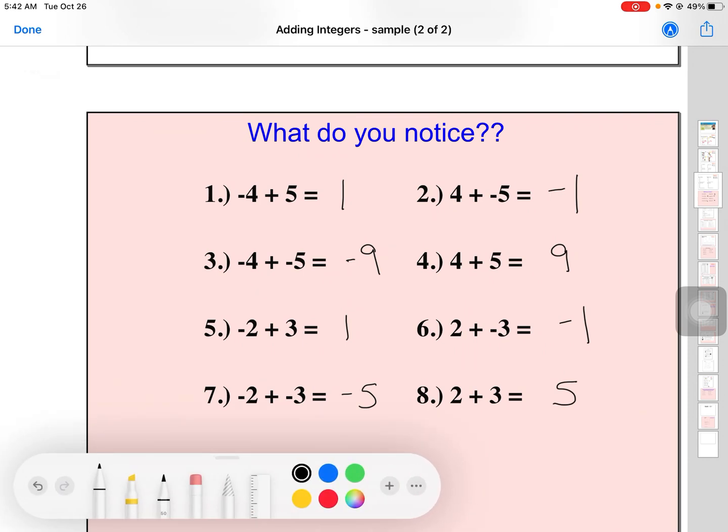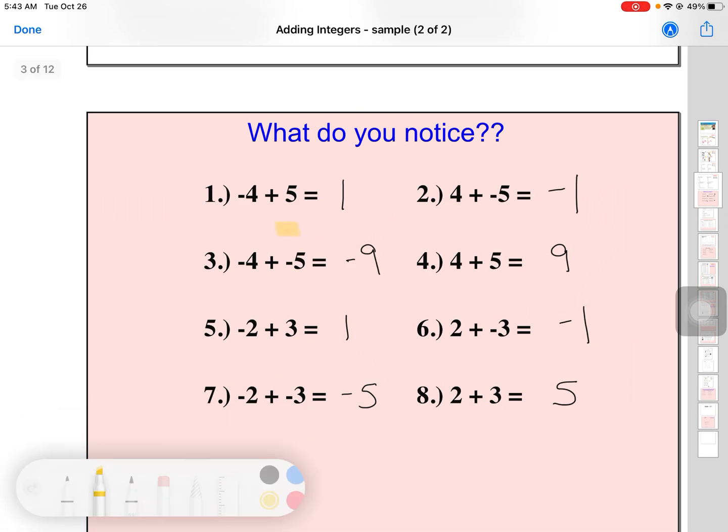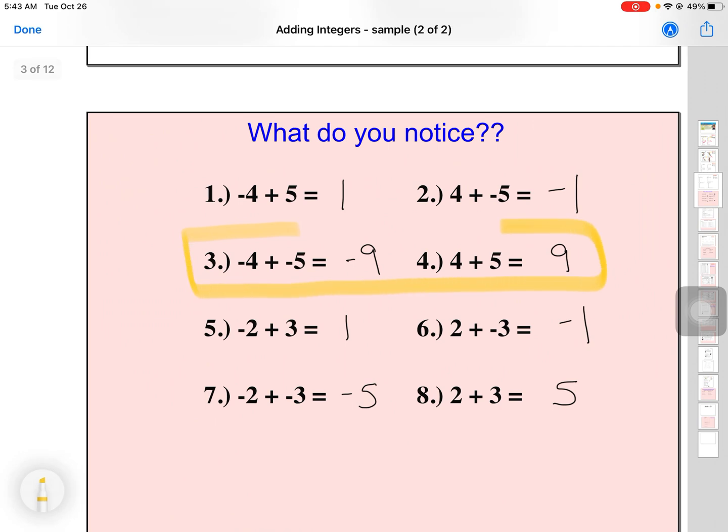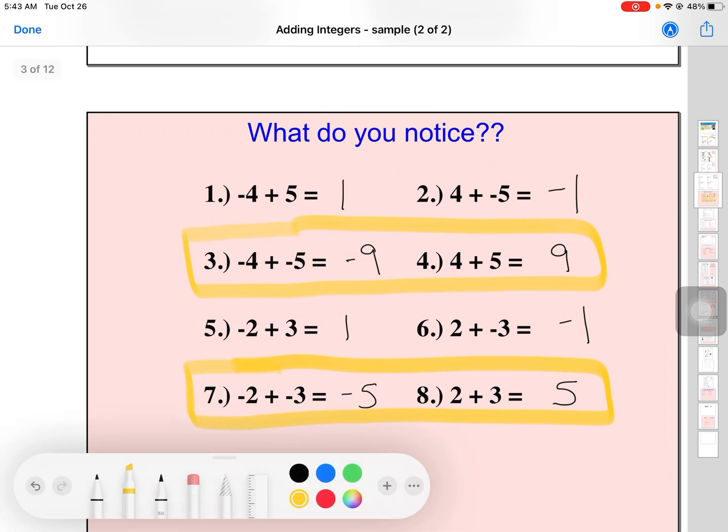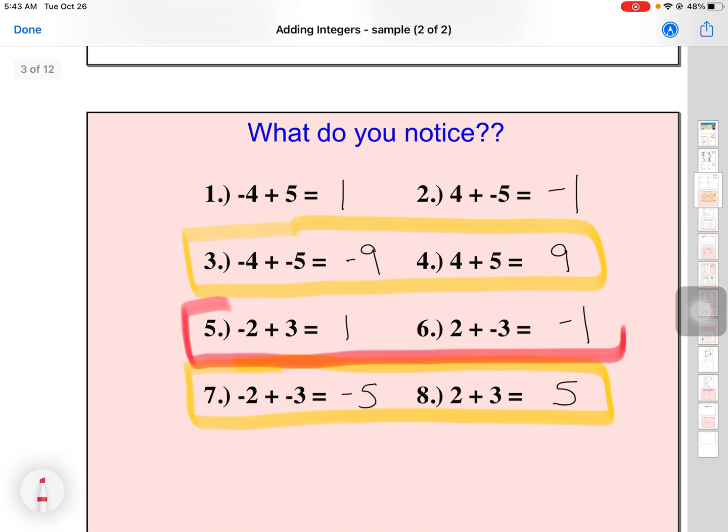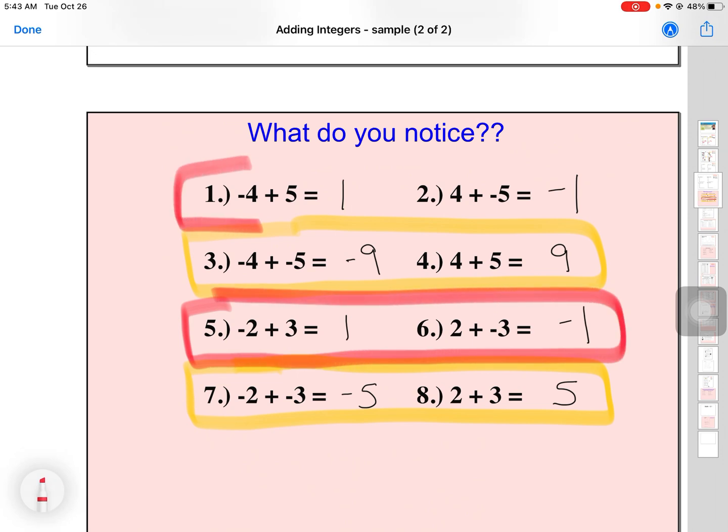Now, if we look, we really had 2 different types of problems here. This is where we're trying to devise what is the rule that we're going to use when we're adding and subtracting. Well, if I take a look at 3 and 4 and 7 and 8, what do you notice that these ones have in common versus if I were to look at 5 and 6 and 1 and 2?